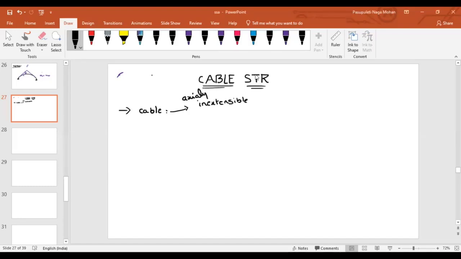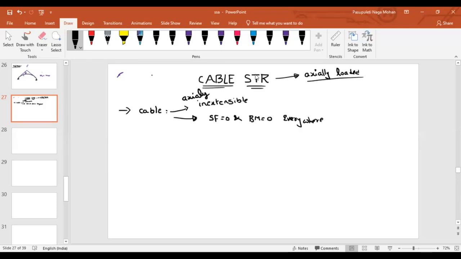So these are the assumptions that we'll consider normally, and we will also consider that shear force is equal to 0 and bending moment is equal to 0 everywhere. So if we are talking about a cable structure, that means it will resist loads through axial only, or we can say axially loaded.